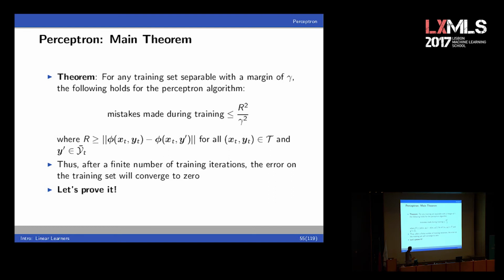Then another interpretation is the size of the error is defined by R squared. So the larger R squared, the larger the error. And R squared is just the size of our feature vector. So why would this make sense? So if you have a large feature vector, like millions of features, then the error might become larger. Why would that be?